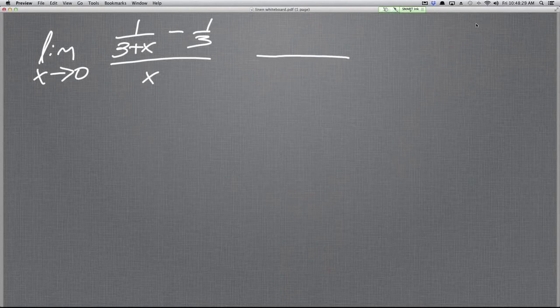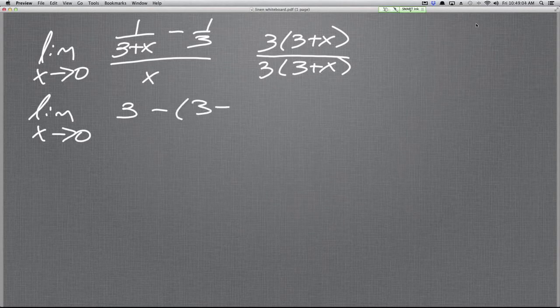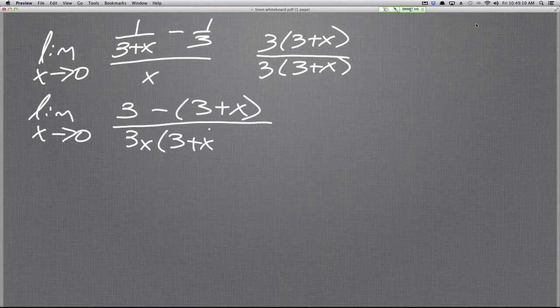It looks like 3 plus x times 3. It is 9 plus 3x, but we don't want to use 9 plus 3x. 3 plus x times 3, that's what we want to use. So in the numerator, I do this times that. The 3 plus x's cancel and leave me with 3. Then I do this times that. The 3's cancel and leave me with 3 plus x. In the bottom, we'll leave it as 3x times 3 plus x. Any questions there?